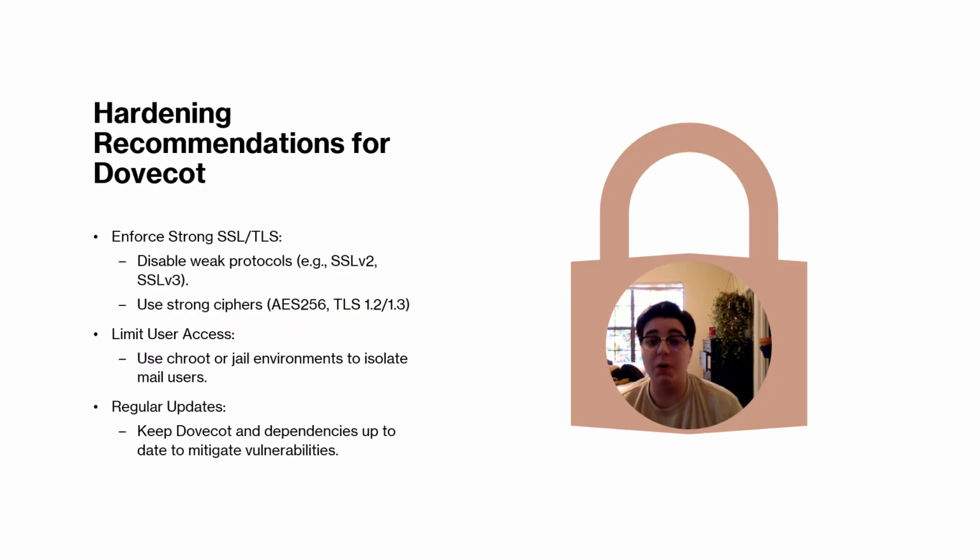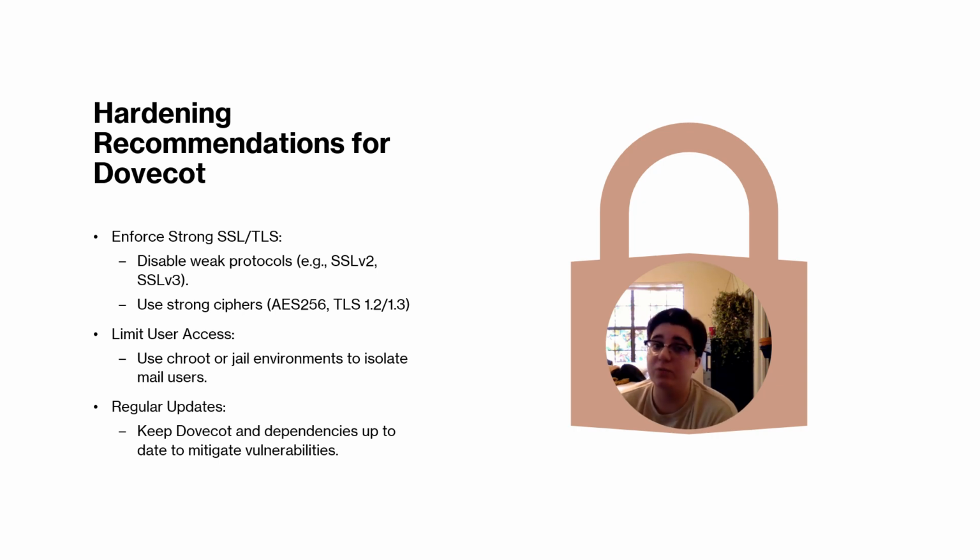However, configuration alone isn't enough. We also need to secure the server. Let's talk about some best practices for hardening Dovecot. First, enforcing strong SSL/TLS connections and preventing older versions like SSL-v2 and SSL-v3 from being active. This provides prevention for a host of vulnerabilities. Only TLS 1.2 and 1.3 should be allowed to ensure strong encryption.